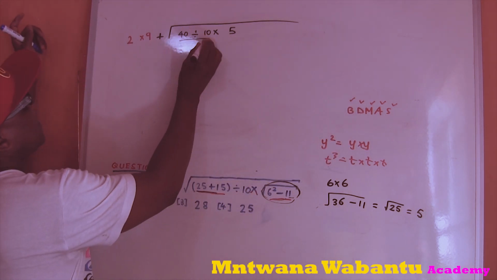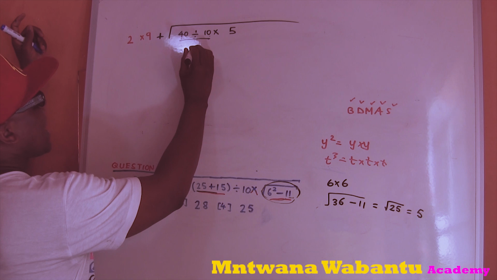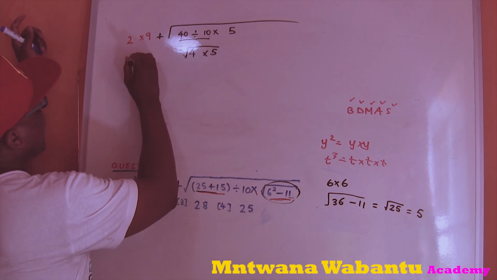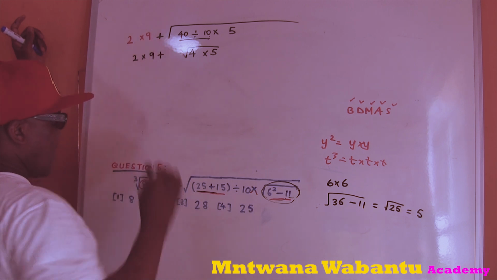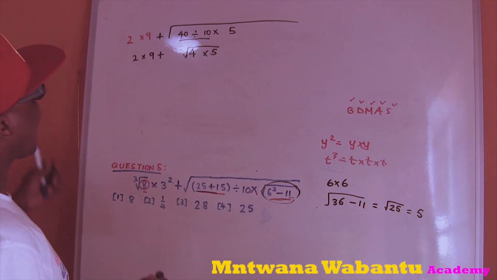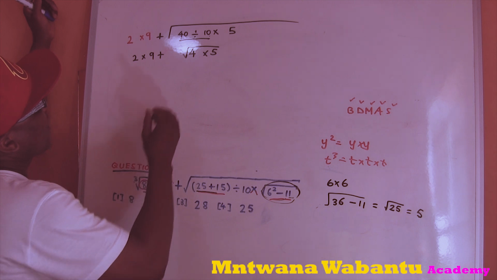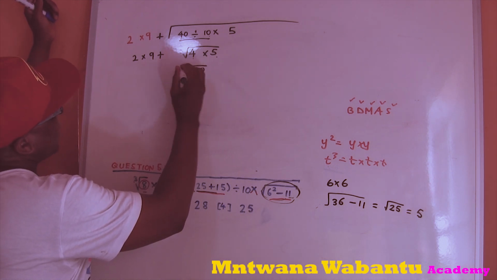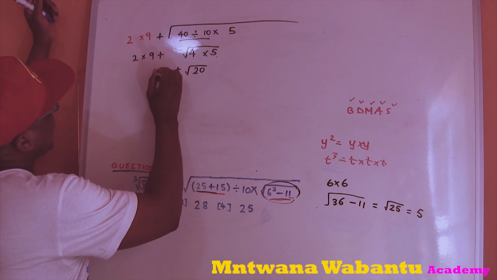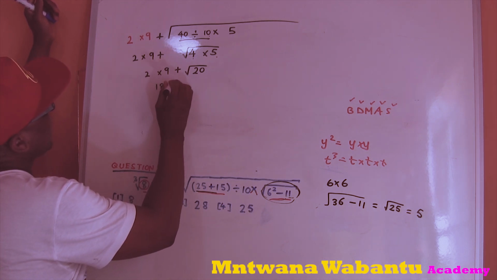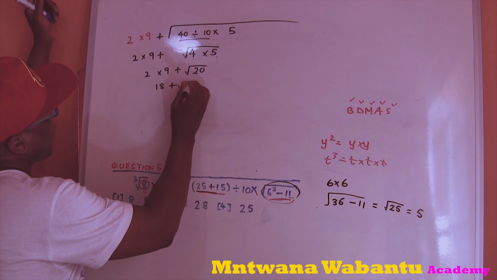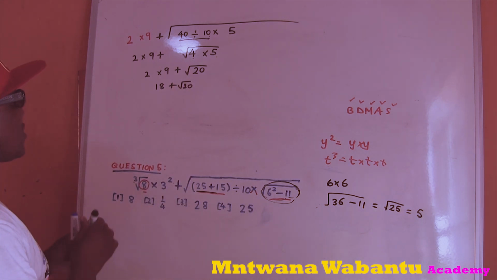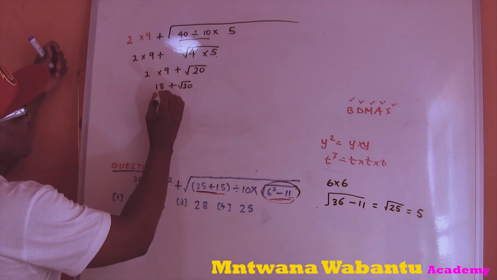So I'm going to have to start the division. 40 divided by 10 equal to 4. And then multiplied by 5. And they have a root, and a 2 times 9, and then we have a plus. Now we go. Okay, so now 4 times 5 equal to 20. Square root of 20. And plus 9 times 2. 2 times 9 equal to 18. Plus square root of 20. And then you go square root of 20.